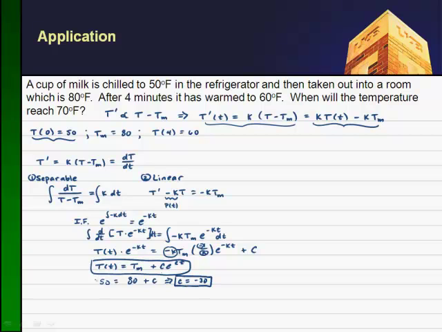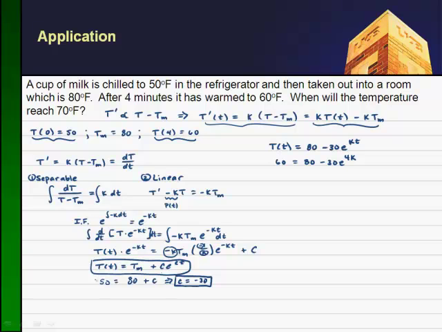So let's go ahead and put that back in our model. And now we have a more refined model, because we have now T of t is equal to, Tm is 80, plus c, that's a minus 30 e to the kt. And so now you see why we needed that other state of the system imposed, the T at time t equal to 4 equal to 60, because if I plug in 60 for T and 4 for little t, I'm just left with an equation in k.